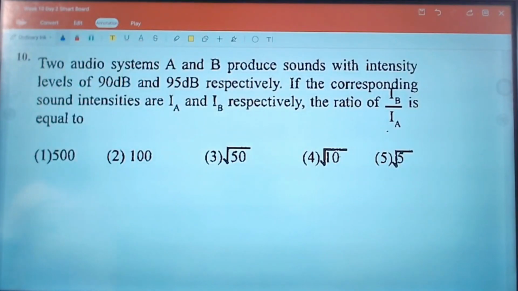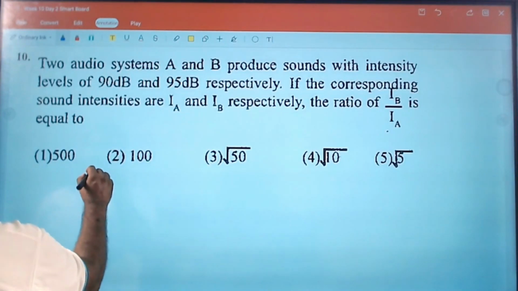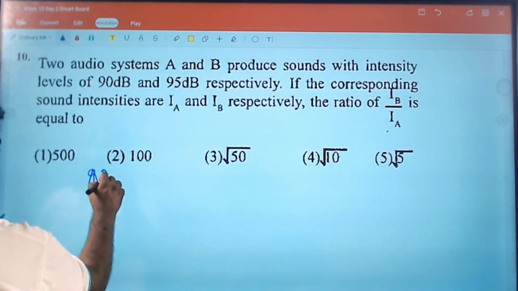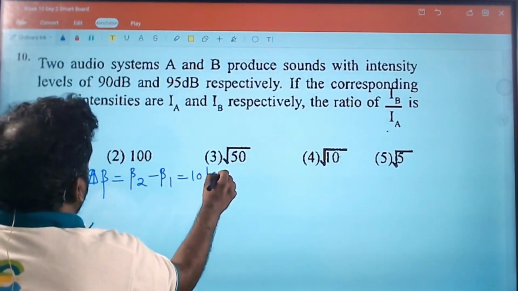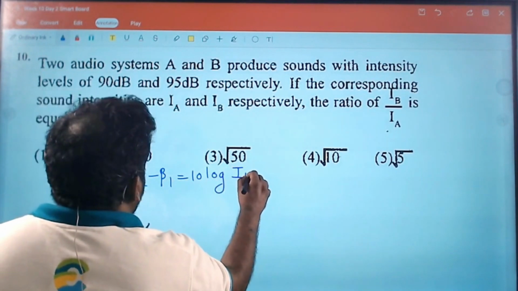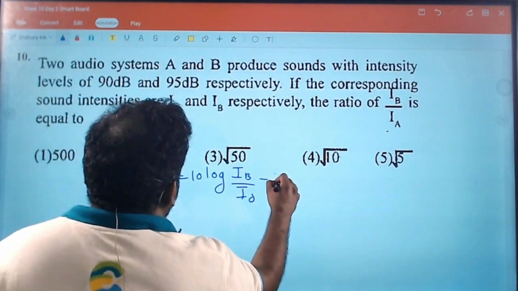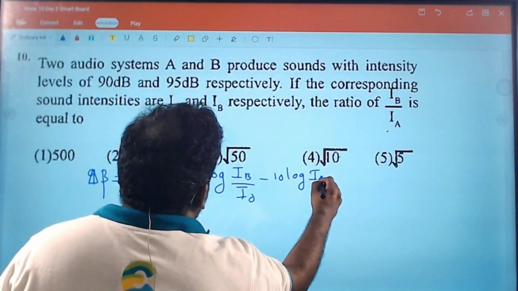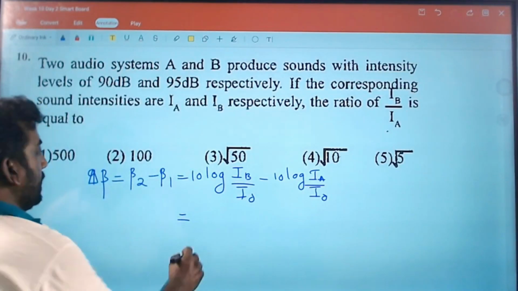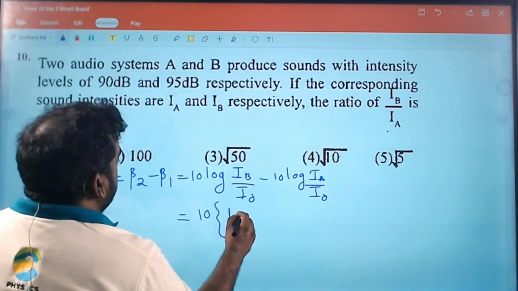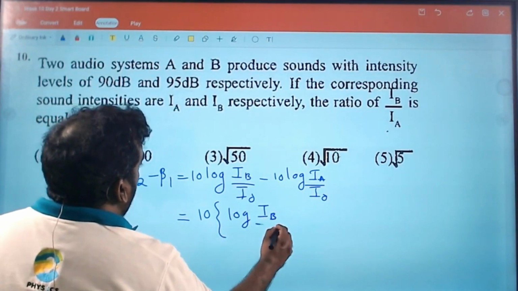Two audio systems A and B produce sounds with intensity levels 90 and 95 decibels. If the corresponding intensities are IA and IB, the ratio IB over IA is? So delta beta, beta 2 minus beta 1, equals 10 log IB over I0 minus 10 log IA over I0. Simplify this. Take 10 out. Log subtraction is division, IB over IA.